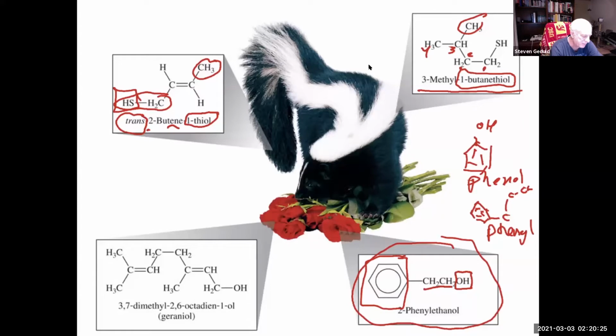Okay, the next one on the bottom left here, you can see it's octadiene, 1-ol at the end. Remember, we work backwards in chemistry. So 1-ol means there's an OH group at the number 1 carbon. Octadiene means 8 carbons, 2 double bonds. Octa is 8, di is 2, ene is your double bonds. So the double bond at number 2 and number 6.